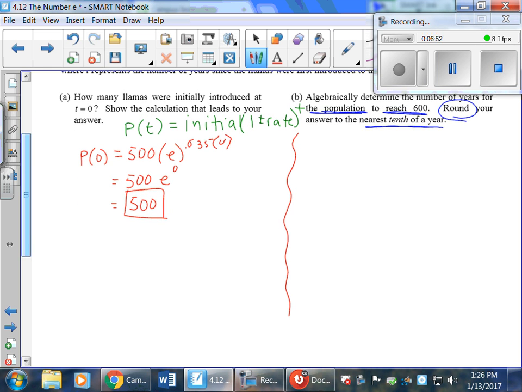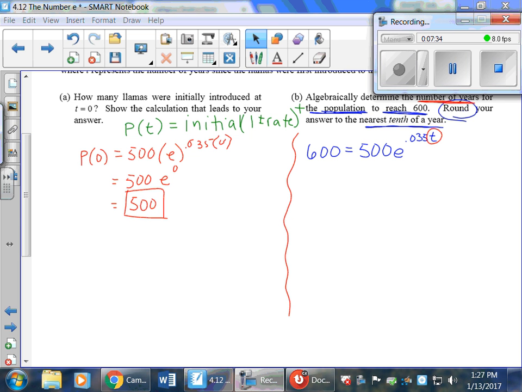So if we start with our population to reach 600 means our P of t is 600, which is equal to 500 times e raised to the 0.035t. And I'm going to remind you that what we're looking for here is the number of years. So what we're looking for is our t. And the only way that we can solve that is to use logs. So let's take a minute and solve this.